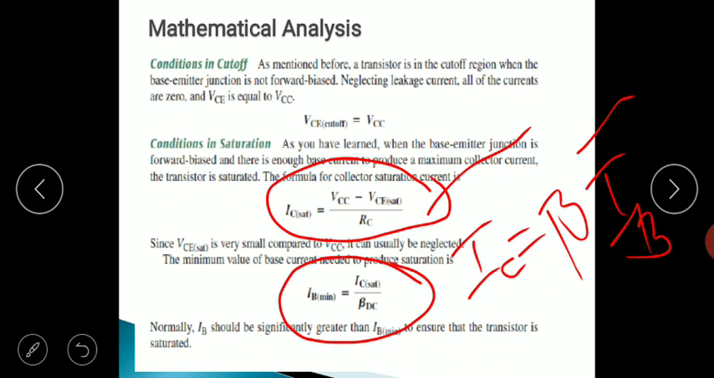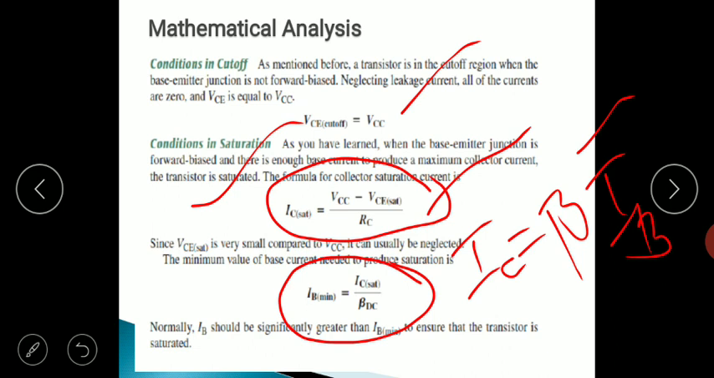So to summarize, when the transistor is in cutoff mode, the collector emitter voltage VCE will be equal to the supply voltage VCC, and when the transistor is operated in saturation mode, the collector current IC sat is given by VCC minus VCE sat by RC, or almost equal to VCC by RC if you assume VCE sat to be negligible.